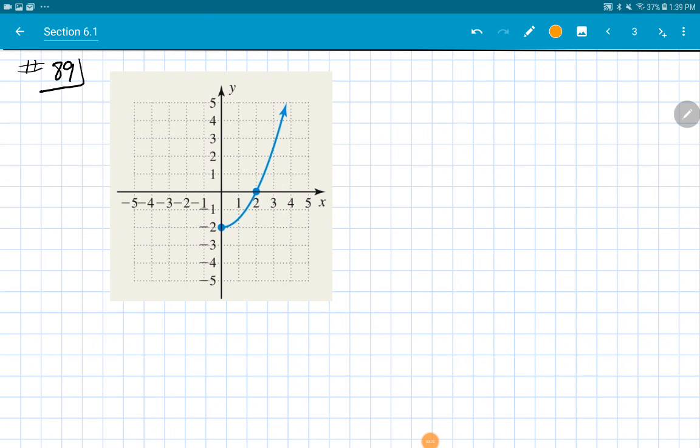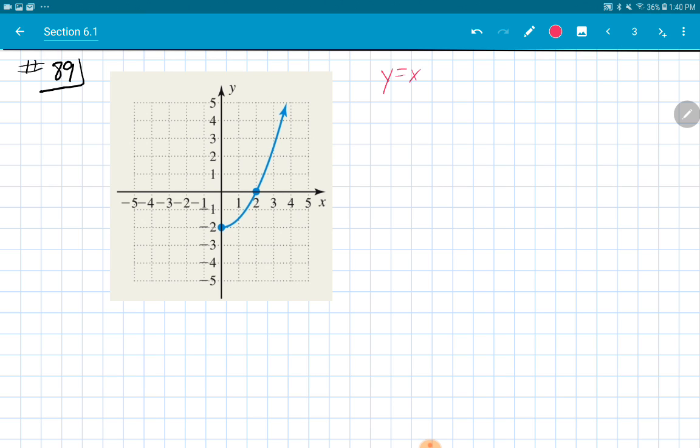Number 89 from section 6.1, we're asked to determine the domain and range of this function, highlight in blue, and use that information to state the domain and range of the inverse function. Then sketch the line y equals x, and we'll do that in red, and estimate the location of two or more points on the graph and use these to graph f inverse. So we're not actually going to find the inverse, but we're going to use the information about this function to graph the inverse and find the domain and range.